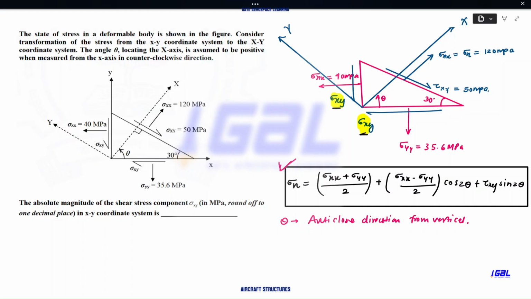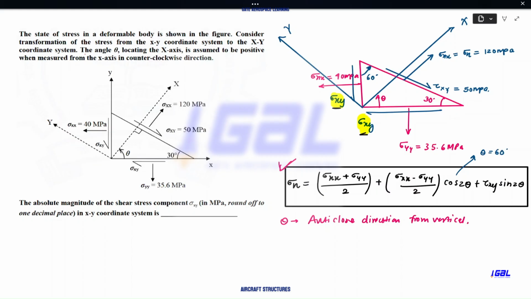Now what is the meaning of this? This is our theta in our formula, this one. Okay, from the vertical and anti-clockwise direction. Okay, so this is our theta. Now what is this theta? Now this theta is, if it is 30 degrees, then obviously this will be 60 degrees, right? From now, in this equation, our theta is 60 degrees.